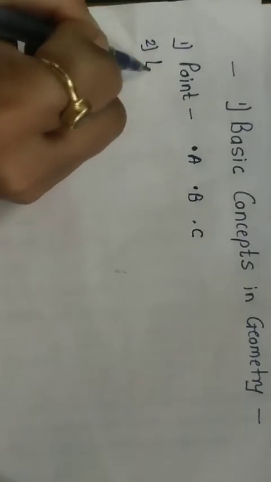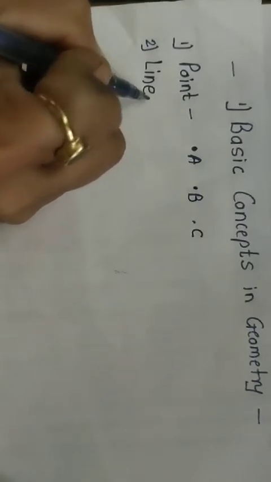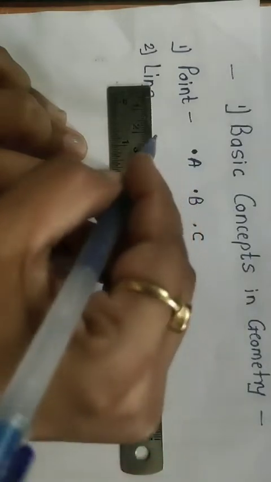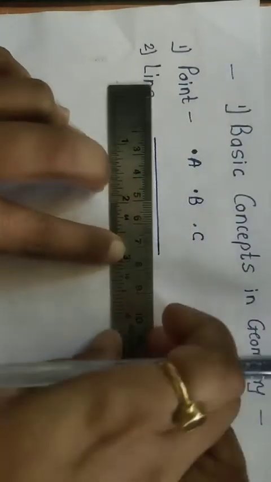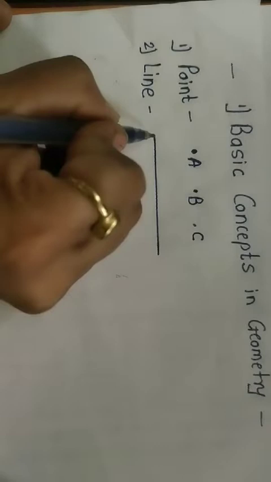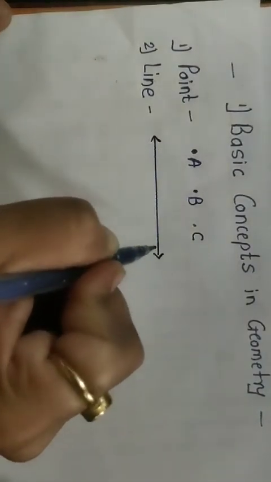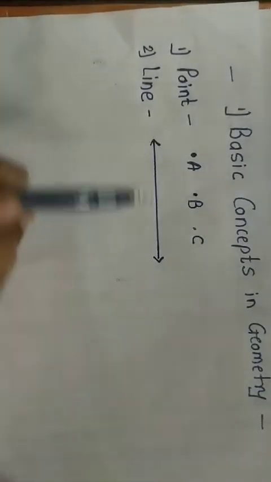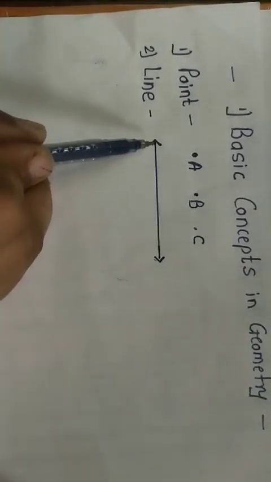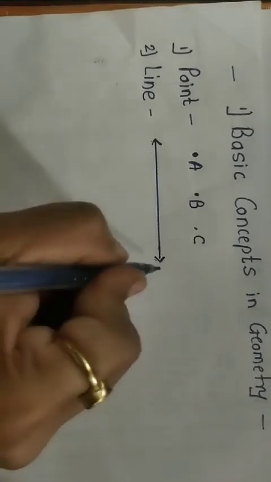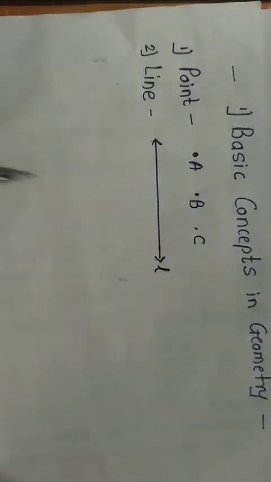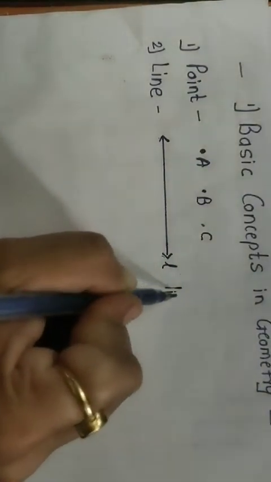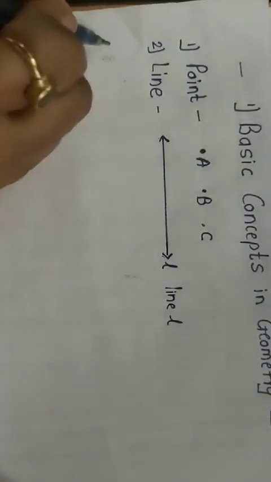Next is a line. See, the second basic concept in geometry is the line. Here we draw one line. Observe this line. A line is shown with an arrowhead at both ends, and a line is denoted by a small letter. Here we draw line L.